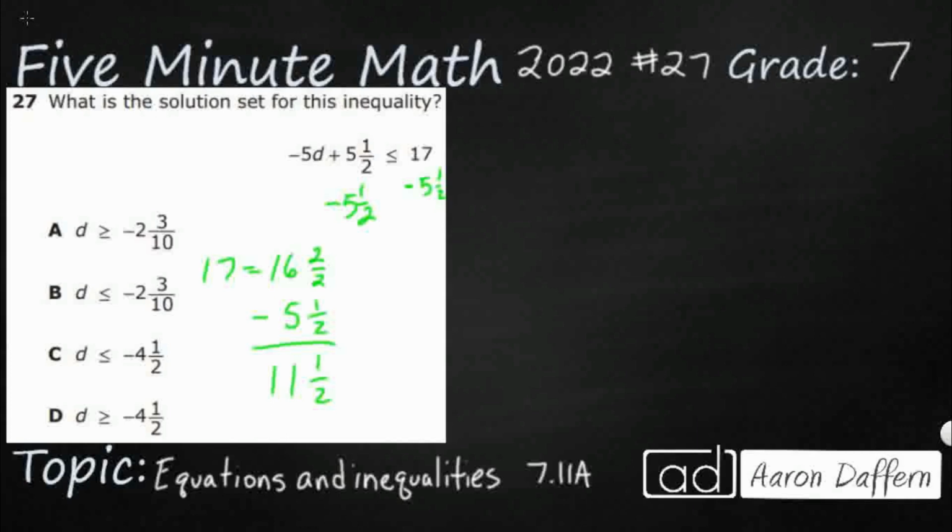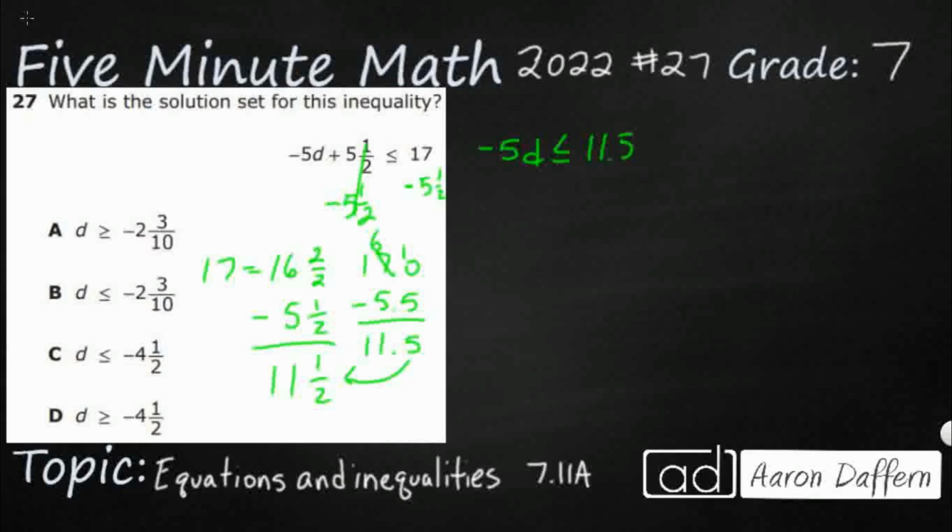Probably an easier way to do it without all that business would be to just change it into a decimal, right? 17.0 minus 5.5. As long as we know that 5.5 is the same as 5.5, and we make it 17.0, we're going to get 11.5. Okay, so we've done that. So I've got negative 5d less than or equal to 11.5.